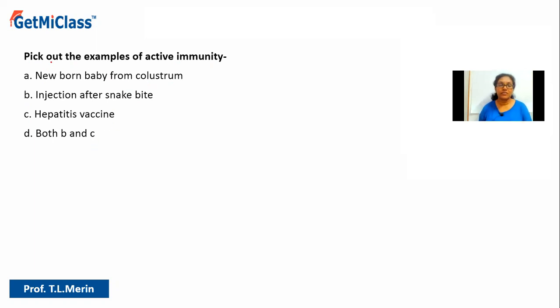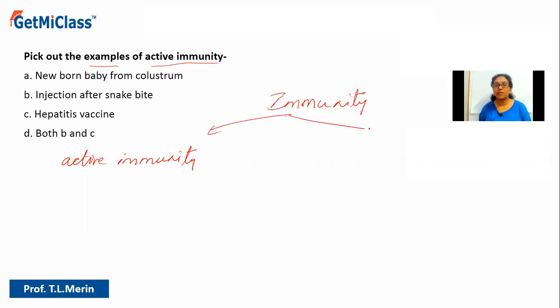Now let us understand the question. It says, pick out the examples of what? Examples of active immunity. First of all, we have to understand what is active immunity. Immunity is nothing but the defensive mechanism which we have in our body to fight against various diseases, or you can say the pathogen. You have two types of immunity, active and passive immunity.